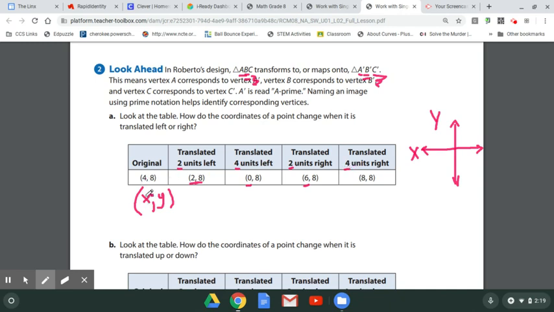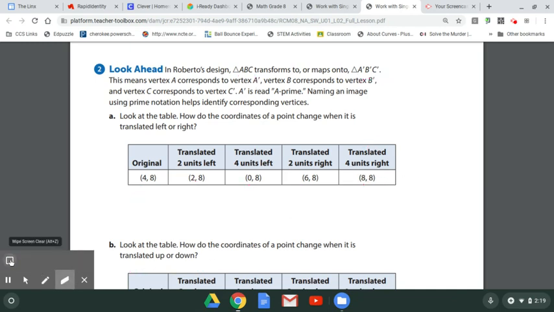Now the x value got bigger by 4. So we look at the x value of 4, and we add 4 to it, and x is now 8. Now the y stayed the same because it didn't go up or down at all. It just went to the right. Okay?